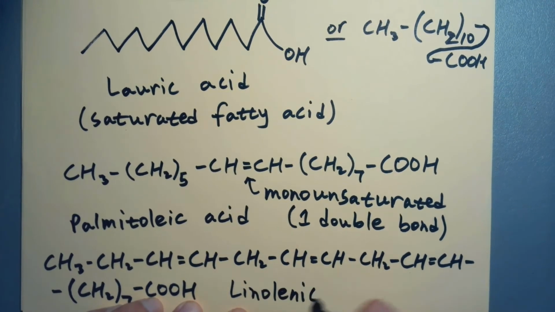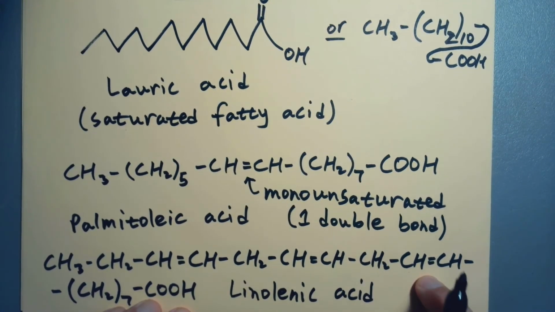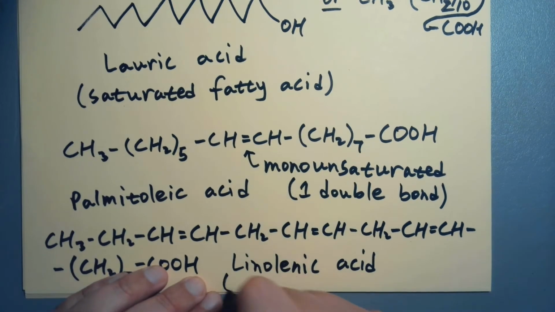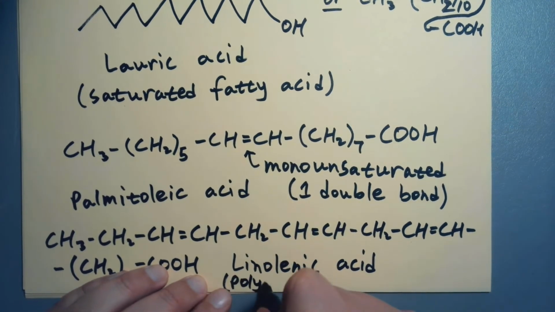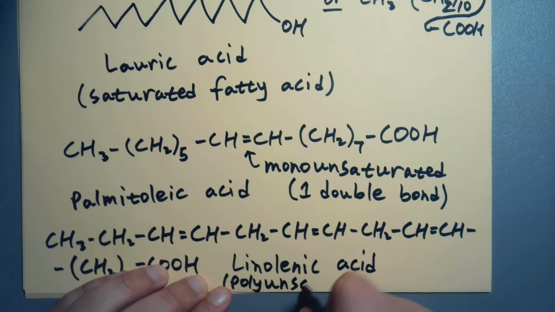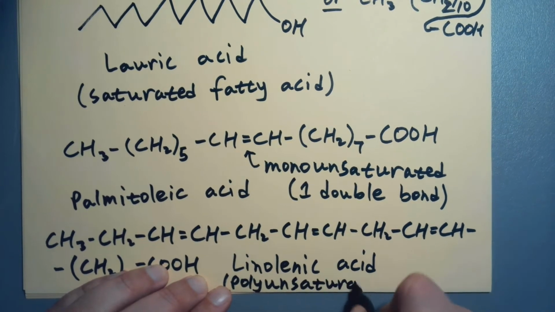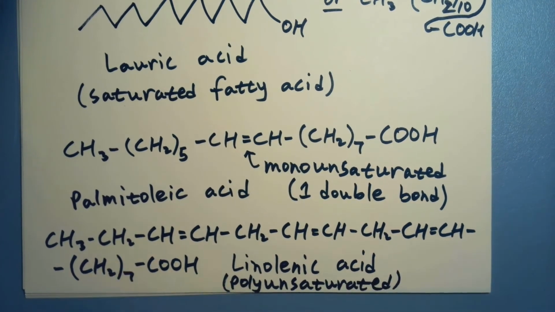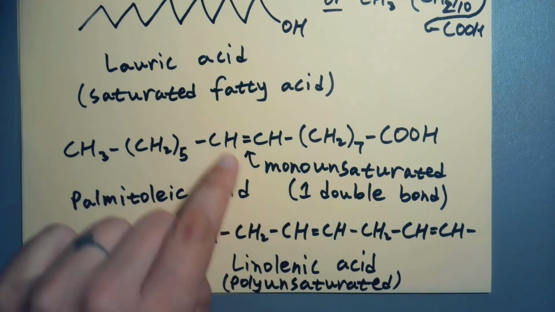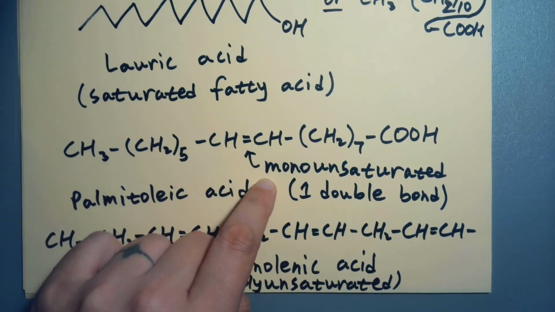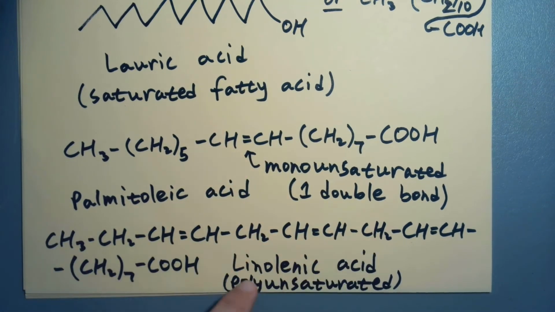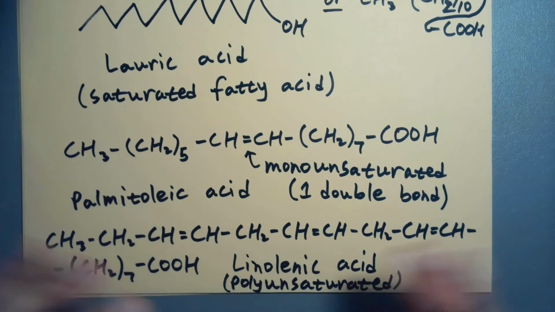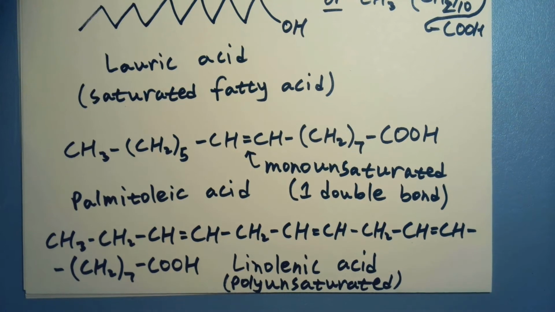Linolenic acid. And we have 1, 2, 3 double bonds in it. So we call it polyunsaturated. So this is an example of a polyunsaturated fatty acid. If it's only got 1 double bond, we can say it's monounsaturated. If it has more than 1, we call it polyunsaturated. Both of these are examples of unsaturated. We just have these 2 categories.